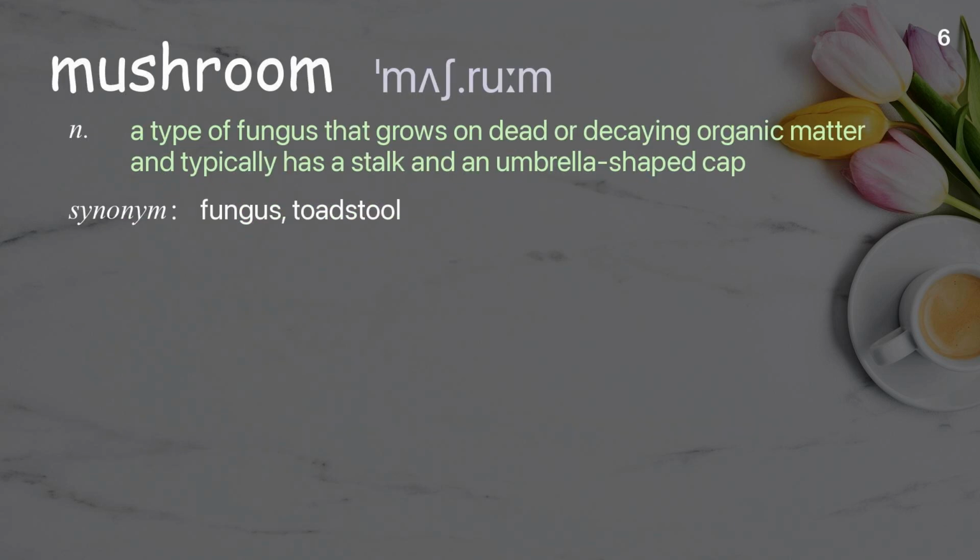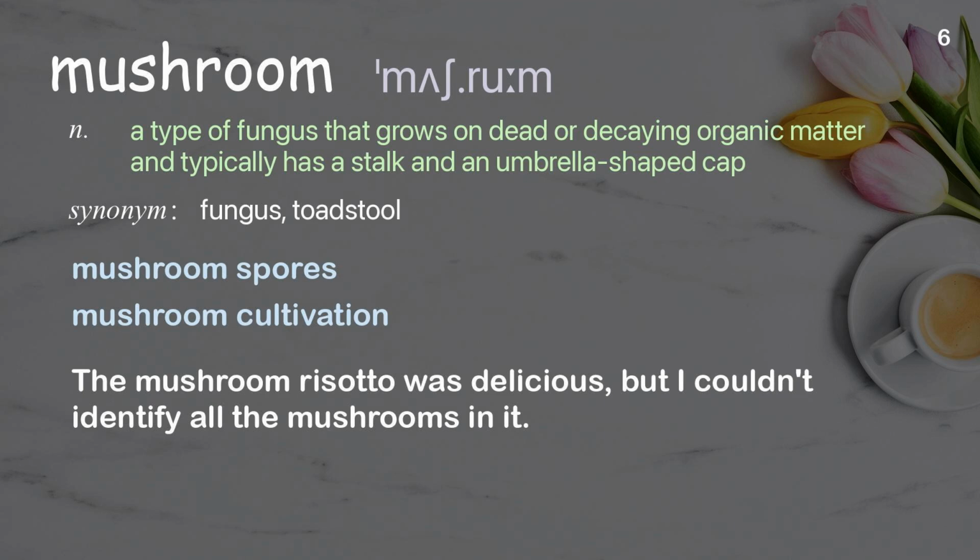Mushroom. A type of fungus that grows on dead or decaying organic matter and typically has a stalk and an umbrella-shaped cap. Examples. Mushroom spores. Mushroom cultivation. The mushroom risotto was delicious, but I couldn't identify all the mushrooms in it.